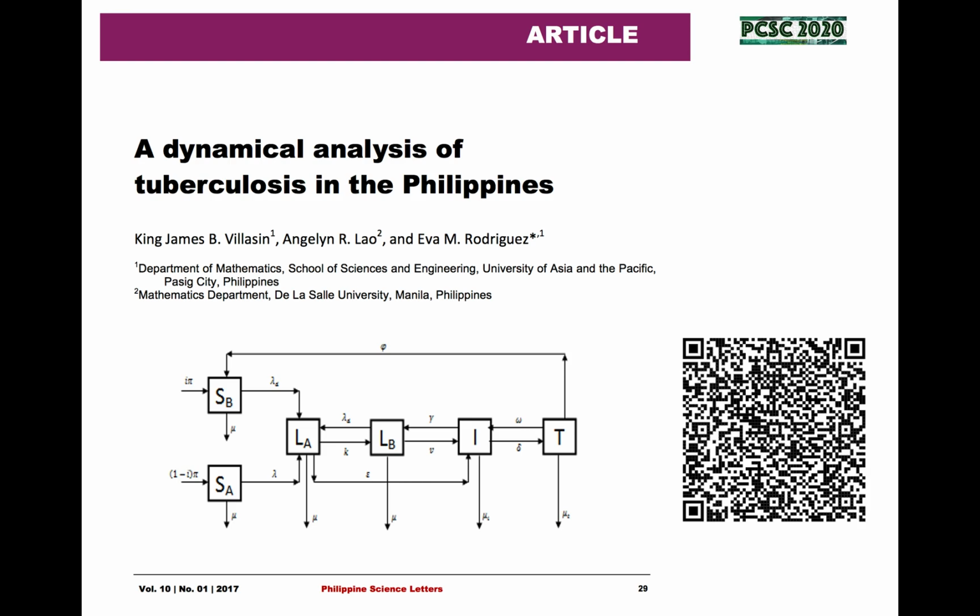So the population is assumed to be homogeneous, and we have 6 compartments in this model. So we have SA, the susceptible and immunized group, SB, the susceptible and partially immunized group, LA, the slow latently infected group, LB, the fast latently infected, I, the actively infected and undetected group, and T, the actively infected, detected, and treated group. So individuals may transfer from one compartment to another, with the corresponding rate of transfer shown in the schematic diagram.